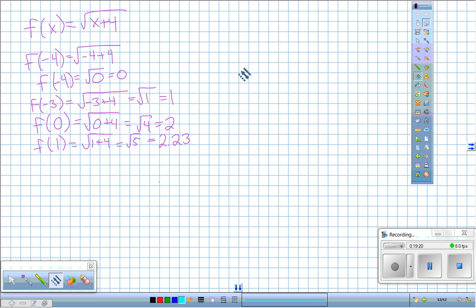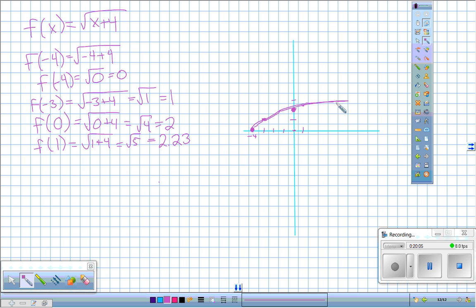So when I go ahead and I graph that, I think I don't have 5 points yet, so I'll do one more point. Okay, so I will have, let's call this 0, 0, 1, 2, 3, negative 4. So at negative 4, my y value is 0. At negative 3, my y value, let's see, 1, 2, 3, that'll be 1. At 0, I have it 2. And then at 1, I have 2.23. And actually, probably 3 or 4 points would be good for a square root function.